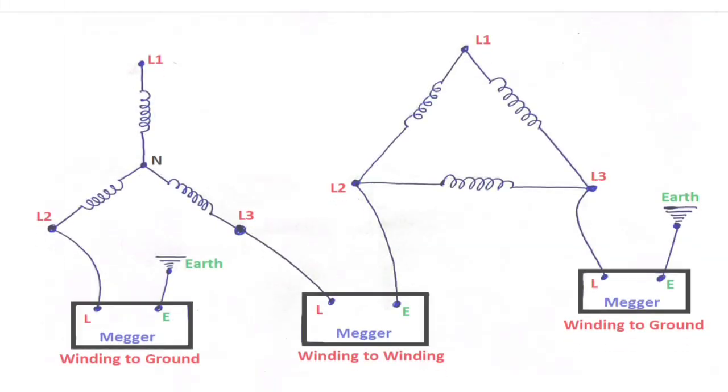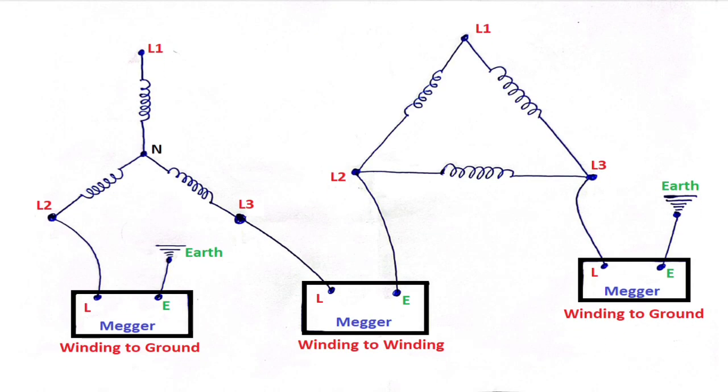This is the drawing of the transformer. There are two windings, primary winding and secondary winding. The primary winding has three windings, and the secondary winding has three windings. But they are built-in connected in star or delta connection, so they are already shorted with each other. So we will find the insulation between the primary winding and the secondary winding.